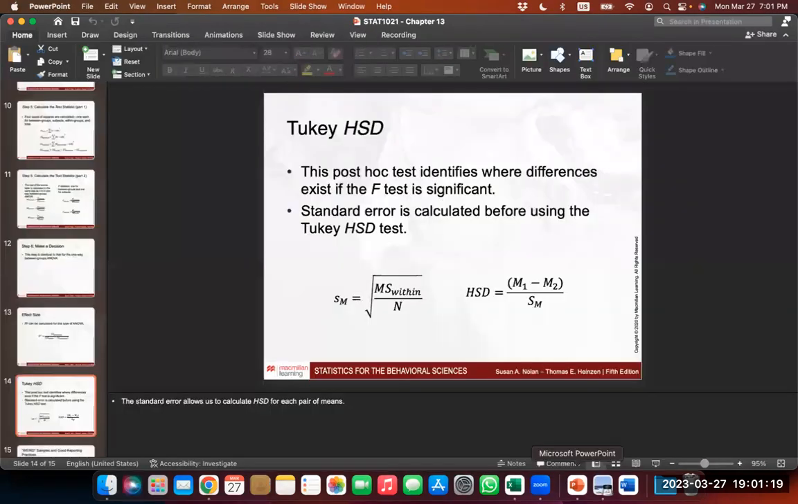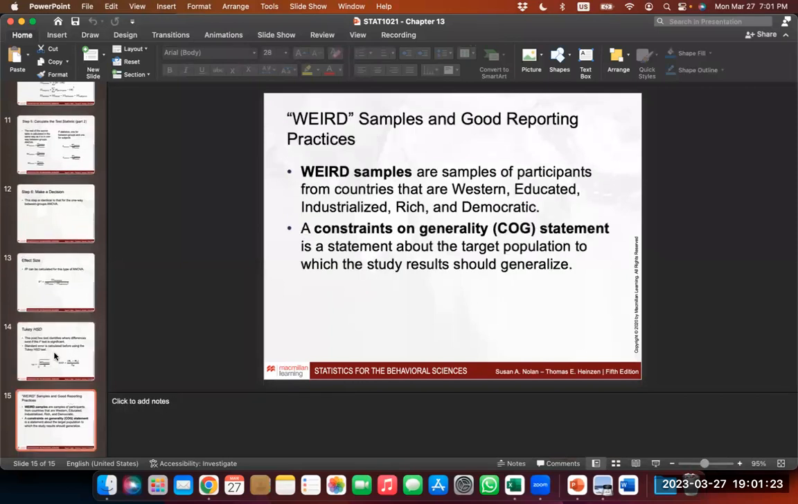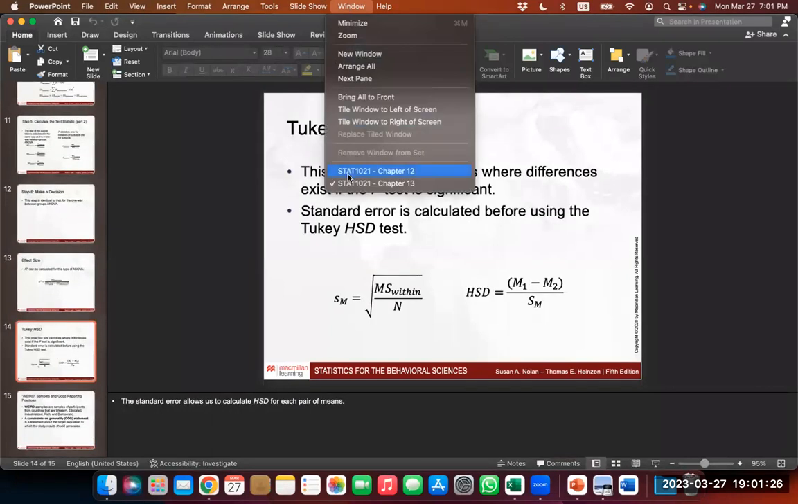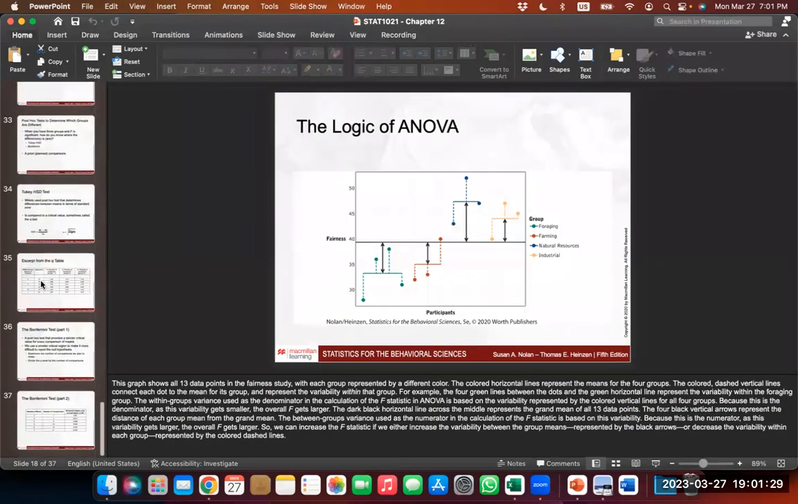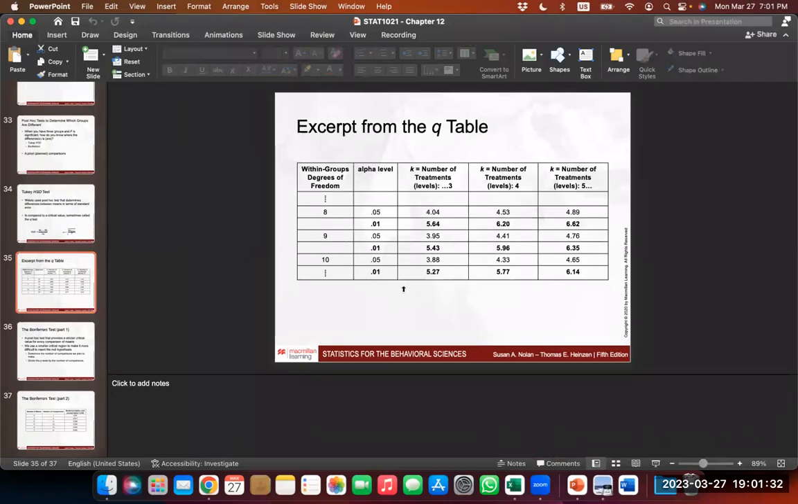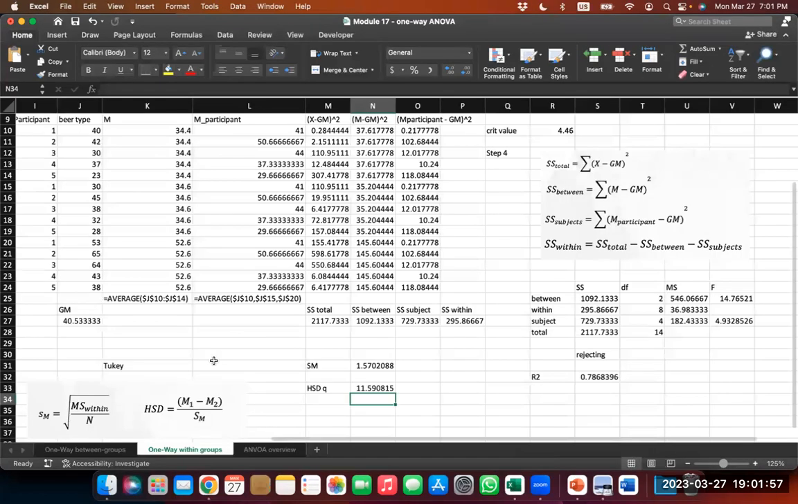So if we're looking now at our Q table, which, great, they didn't provide me this slide deck. But let's look at the Q table. We have here the number of treatments, so the levels are 3. Within groups, degrees of freedom is 4 multiplied by 2, that's 8. So we have 4.4 as our critical value for the Q, with 11 exceeding our Q. Ergo, we are rejecting the null hypothesis, as there is a significant difference between mean 1 and mean 2.